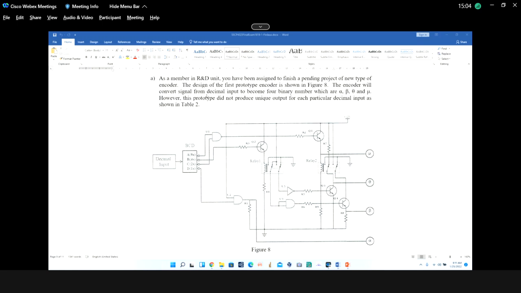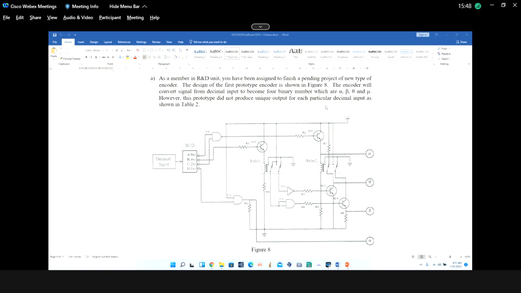So in this question, you as a member in the R&D unit have been assigned to finish a pending project. This pending project is to design a new type of encoder. The first prototype is shown in figure 8. So this encoder will convert signal from decimal into 4 binary numbers, A, B, theta, alpha, beta, theta, mu. However, this prototype does not produce a unique output for each particular decimal.